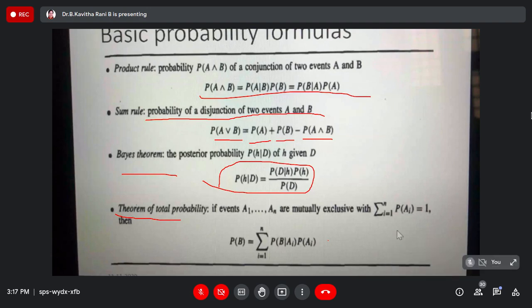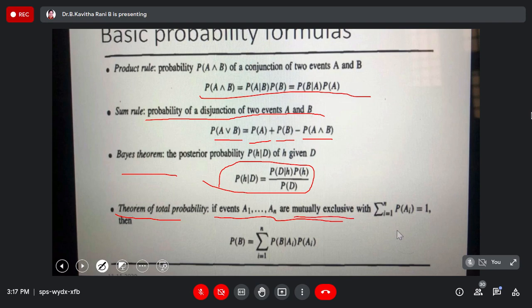So now, theorem of total probability. So what is the theorem of total probability? If events A1 to AN are mutually exclusive, that is, if the occurrence of one event excludes the occurrence of the other event, that is nothing but mutually exclusive.